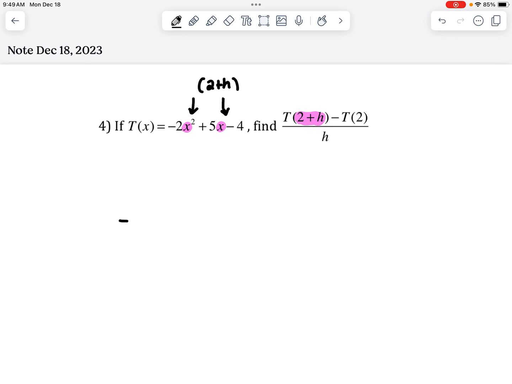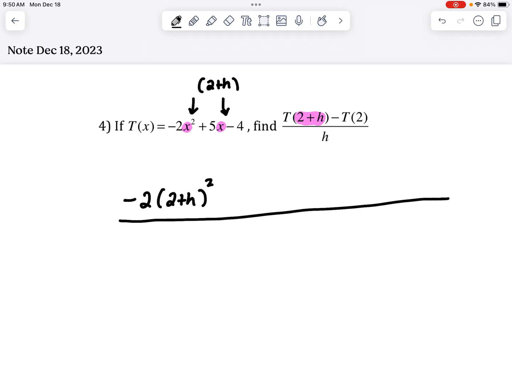Okay, to start with, it is a big fraction, so to make sure I have enough room, I'll just make a big fraction. And then substitute each x, so that first purple x gets replaced with parentheses 2 plus h, and that one gets squared, plus 5 times, replace the second purple x with parentheses 2 plus h, and then there's a minus 4.